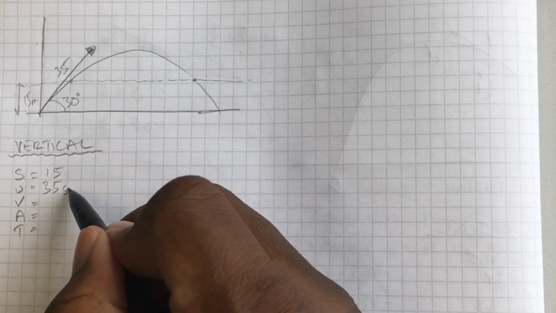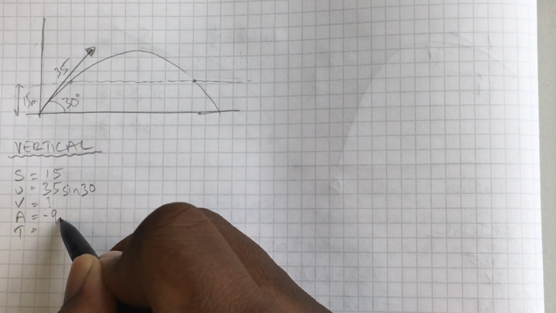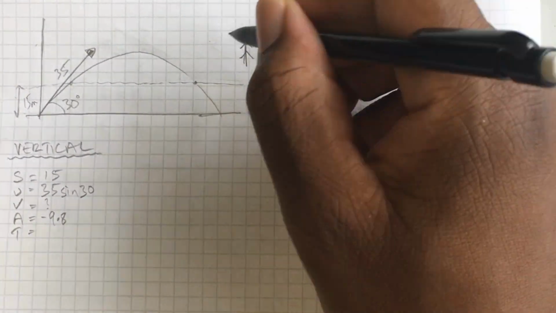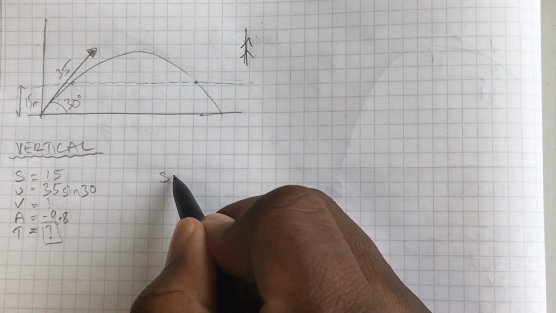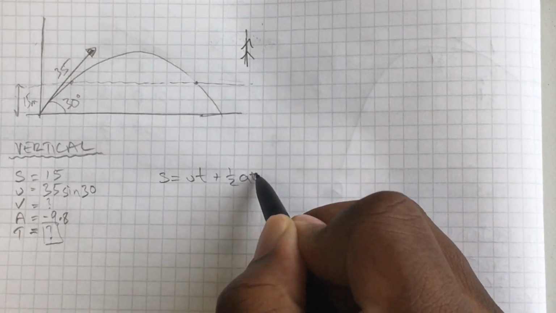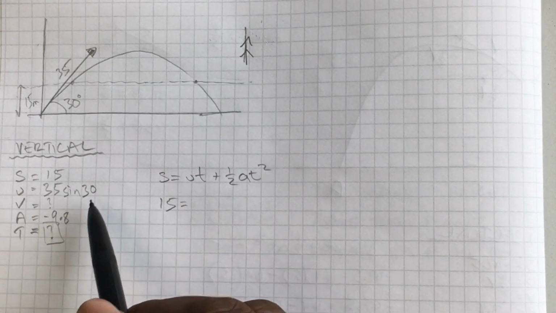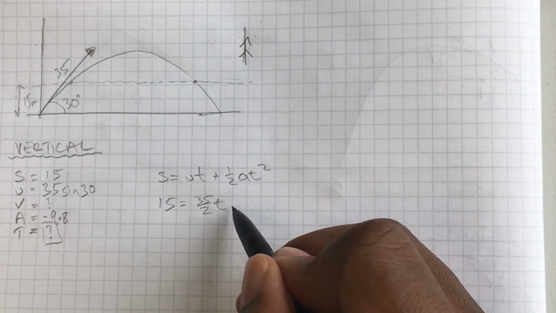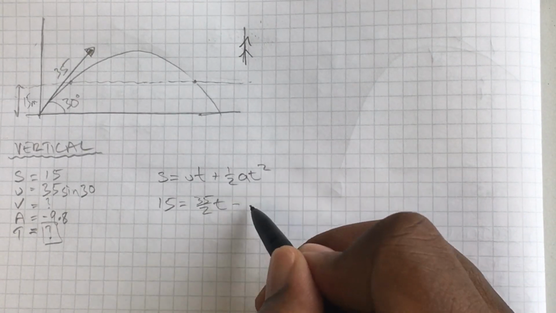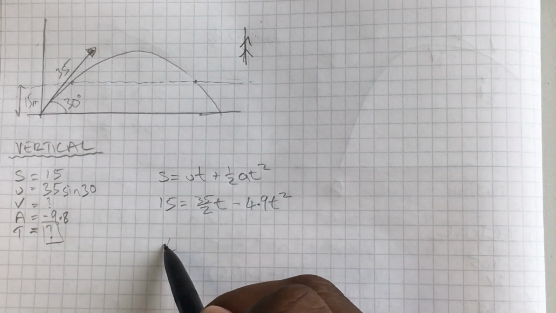So we'll start vertically. So displacement of 15, initial velocity 35 sine 30, final velocity I'm unaware of, negative 9.8 since up is the positive direction, and we're looking for 2 times where this is true, where the displacement is 15. So we'll go ahead and substitute them into s equals ut plus half at squared, and this is a quadratic, so it should generate 2 separate values for t.